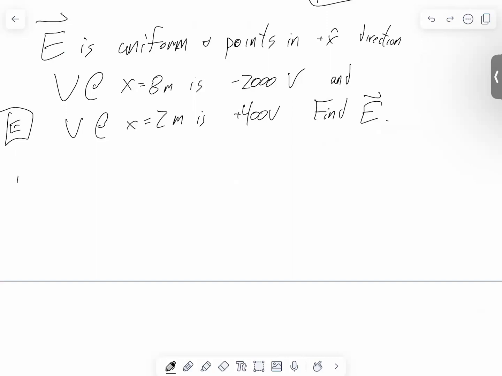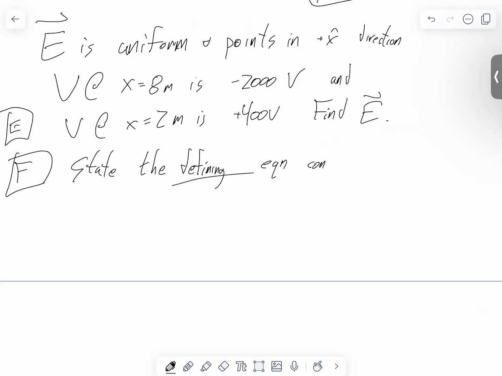Follow up here. No one's got it right so far. State the relationship. Defining equation connecting E and V. Part E, find electric field in this region. Part F, give me the defining equation. What is E in terms of V fundamentally? The always true equation.